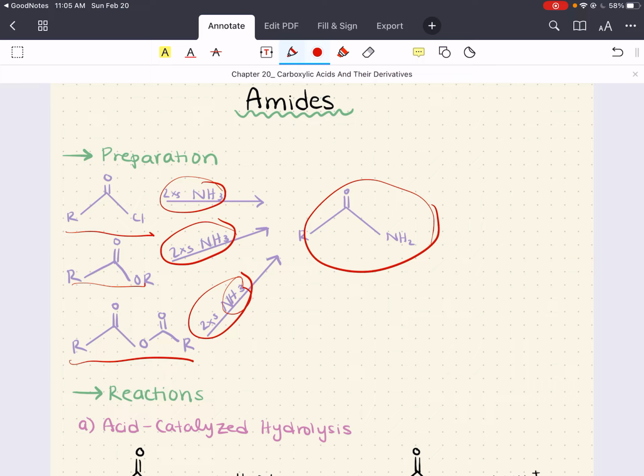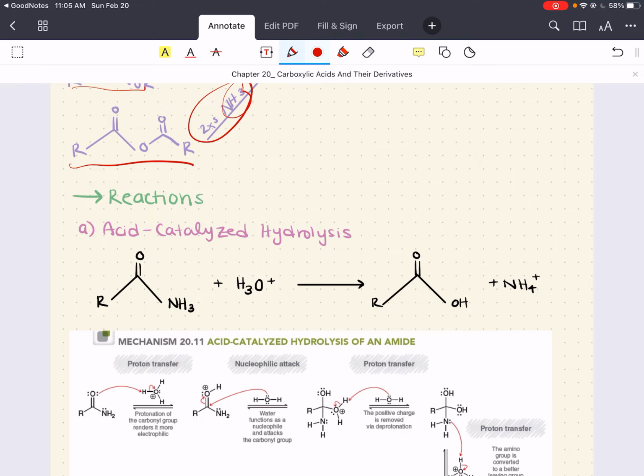Now, among these methods, amides are most efficiently prepared from acid chlorides. Acid halides are the most reactive of the carboxylic acid derivatives, so the yields are the best when acid chlorides are used as starting materials, and that's for any one of those reactions, starting with acid chloride and transforming to acid anhydride, to esters, to amides. Very efficient and will yield the best. Now, reactions of amides.